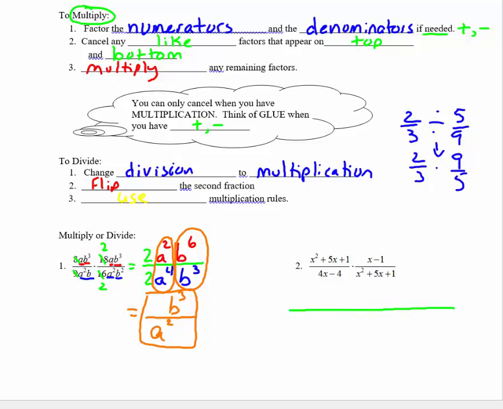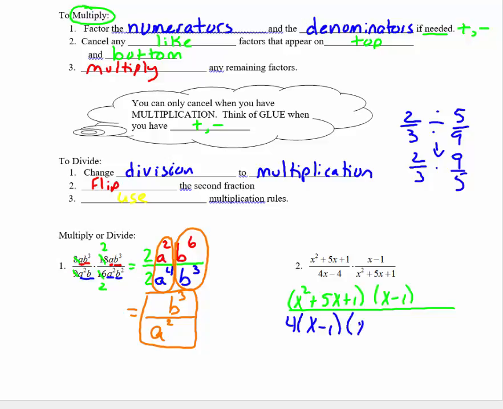So if we look at the first numerator, that would be the C method, but there are no factors of 1 that add up to 5, so I'll just put it in parentheses to show that it is its own factor. The other numerator was x minus 1. It cannot be factored either, so I'll leave it as x minus 1. In the denominator, 4x minus 4 is the GCF method. Take out what's in common, which is a 4, and I'm left with x minus 1.